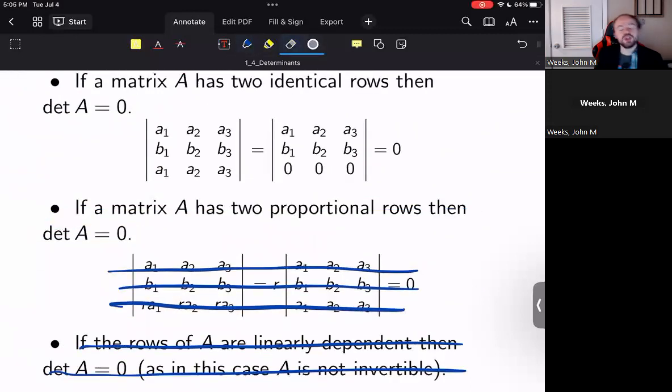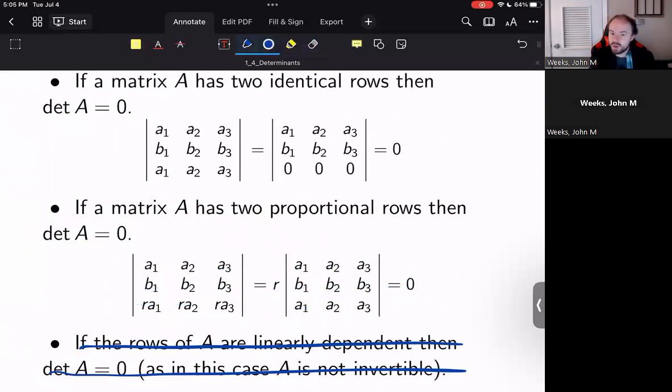If a matrix A has 2 proportional rows, then that's the same sort of thing. We're using the same elementary row operation, but this time we're multiplying times R. Remember that if we have 2 proportional rows, then I can think of this as R times the original row without that R being multiplied times the scalar.